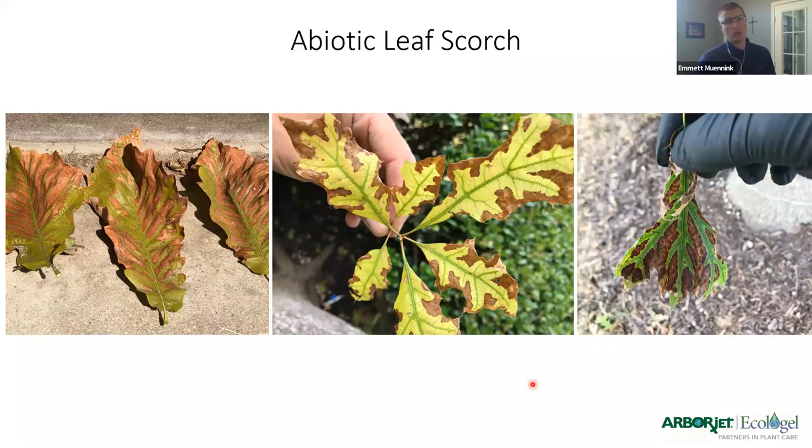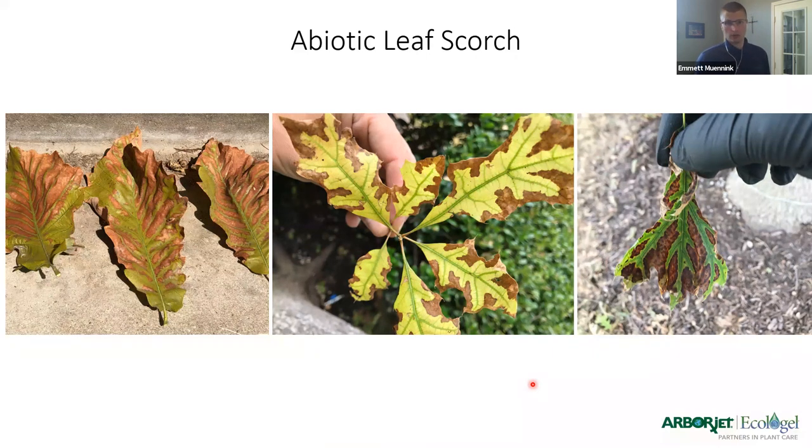So abiotic leaf scorch can look a lot of different ways, and there's several different things that can cause abiotic scorch. It's a very common symptom. But when people see scorched leaves, they automatically think bacterial leaf scorch. People always want to jump on to the easy diagnosis. They want to point their finger at a pathogen. Oh, that's bacterial leaf scorch. Not so fast. Let's put on our detective dendro hat and see what else is going on.